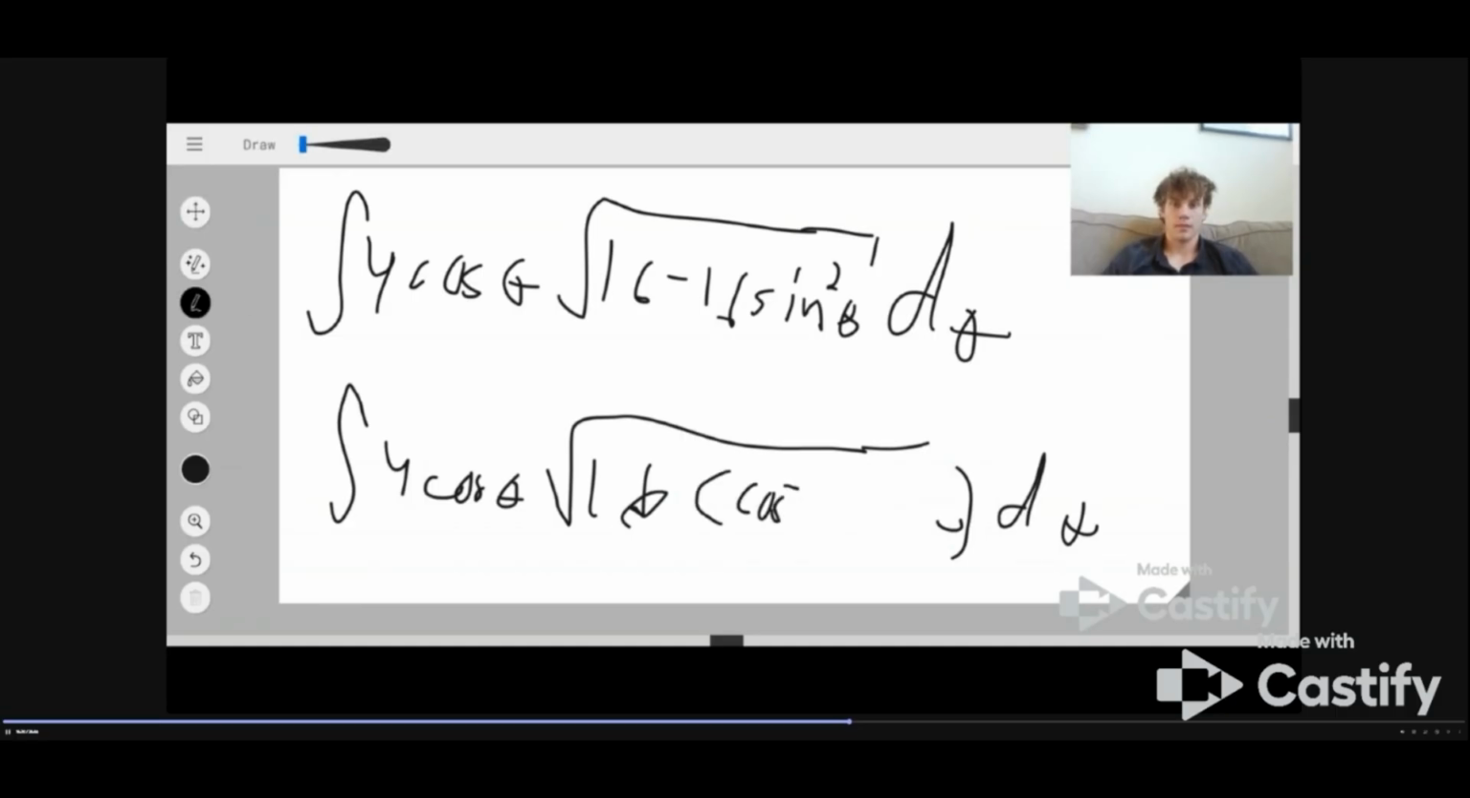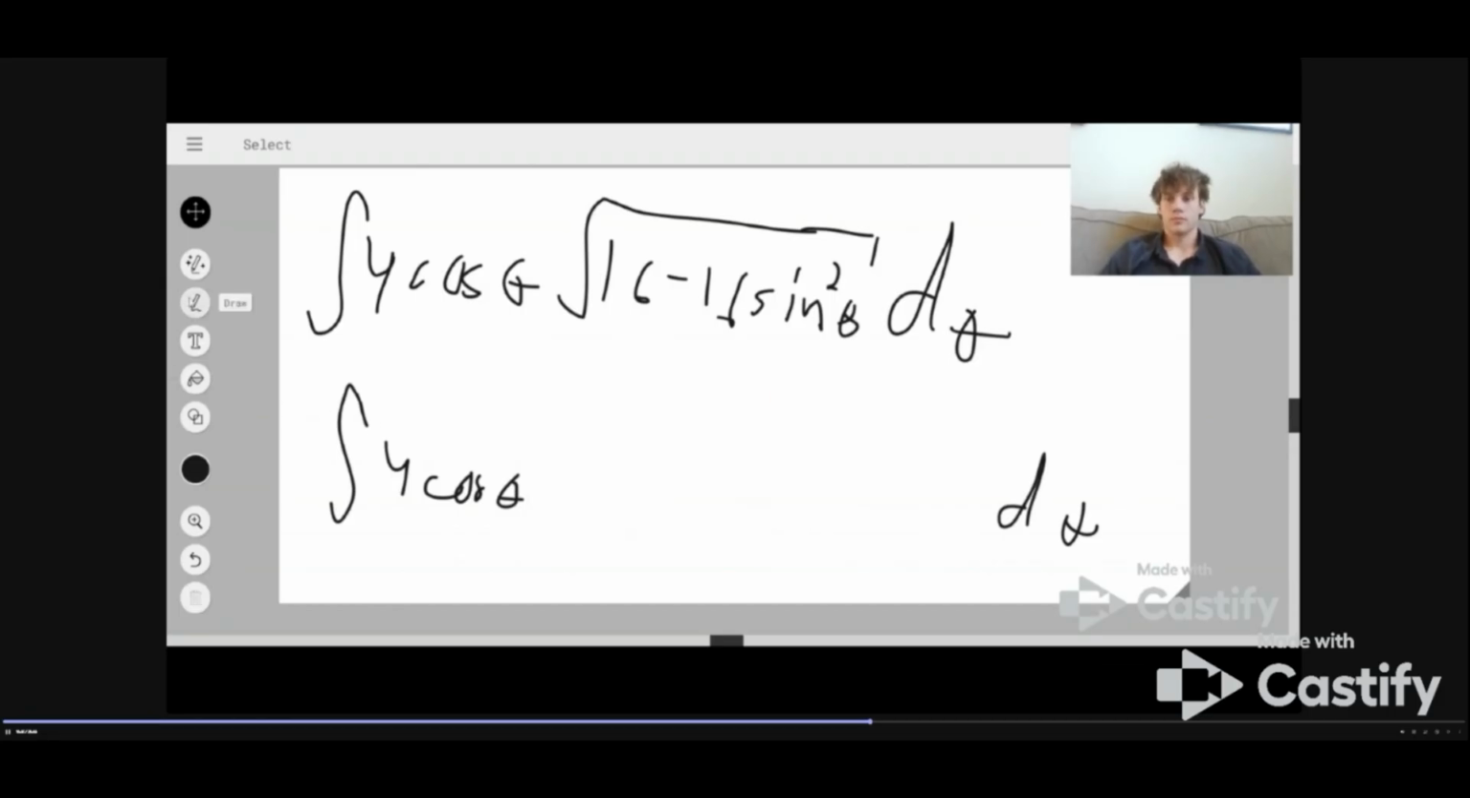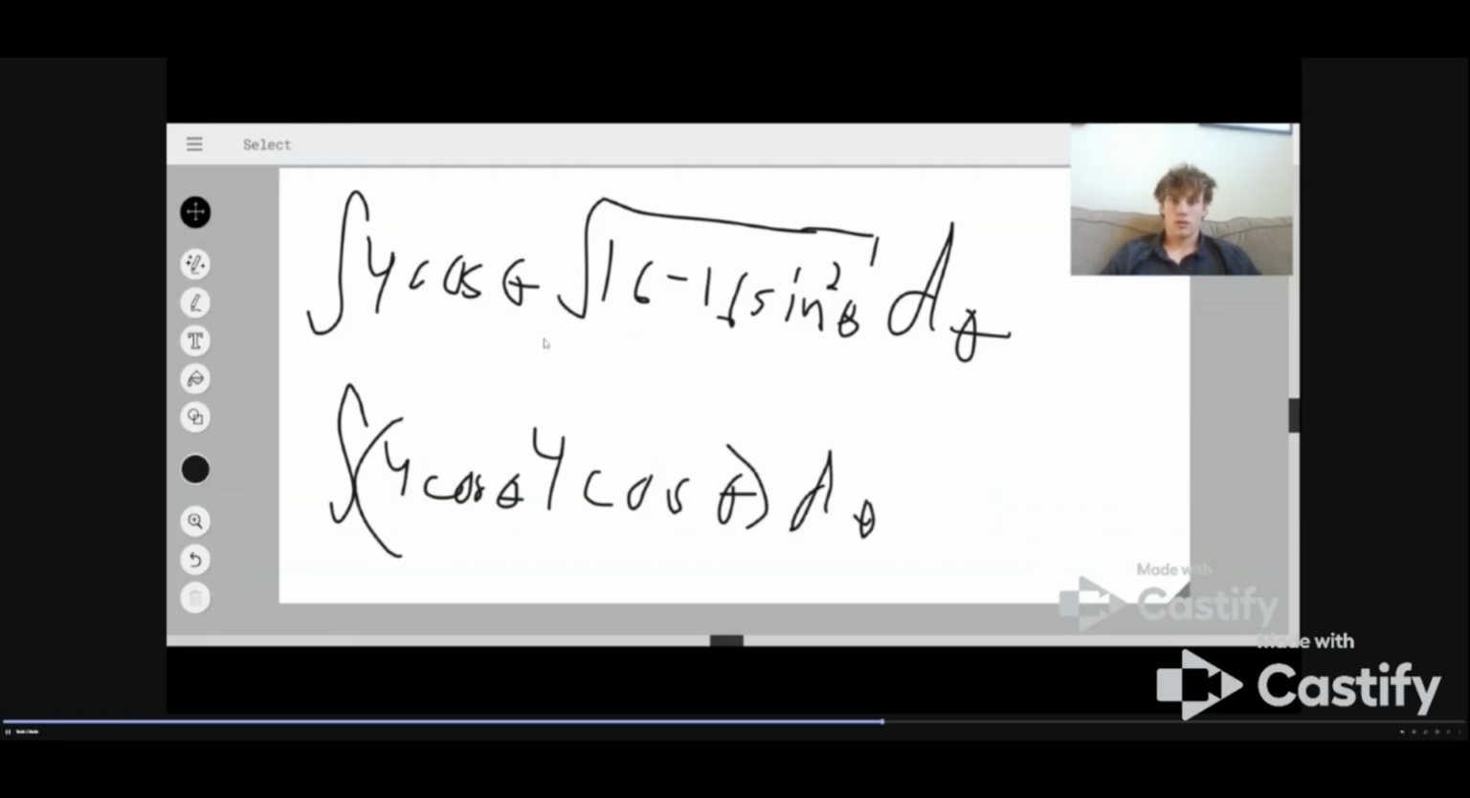Cosine squared theta, and this radical can go away now because we have this perfect square 16 here and this perfect square cosine squared theta here, and this is our goal when using trig sub, get rid of the radical. This is now just going to be 4 cosine theta times 4 cosine theta, and the d theta stays there too. Just like that. These equal each other.